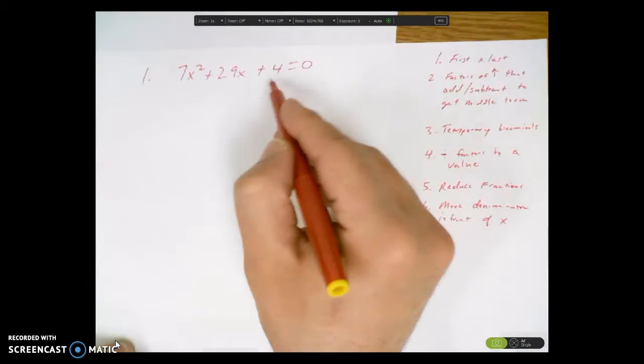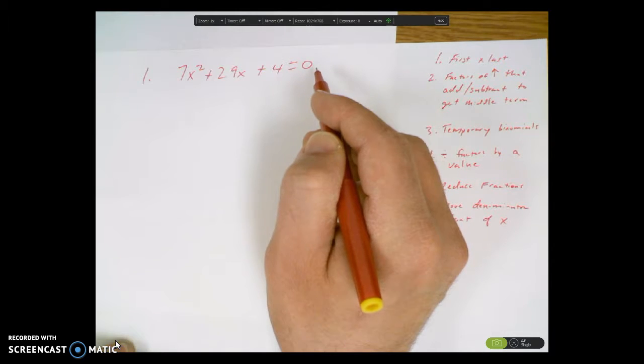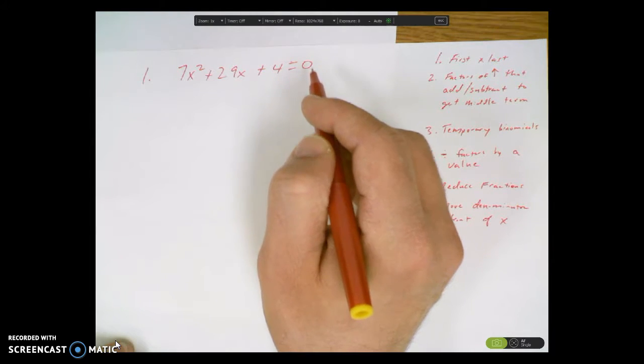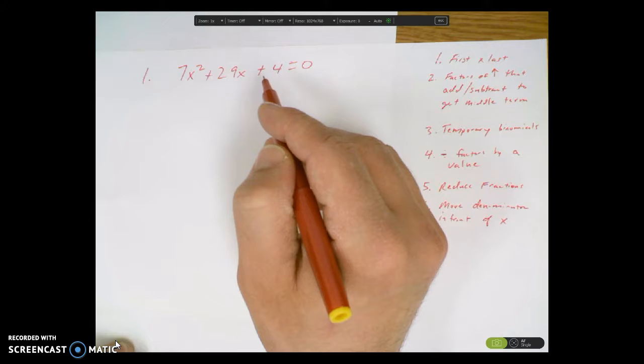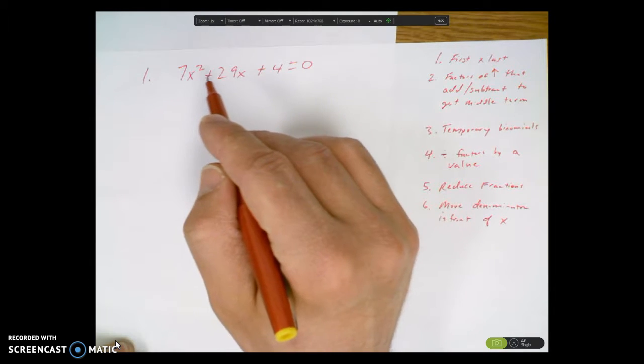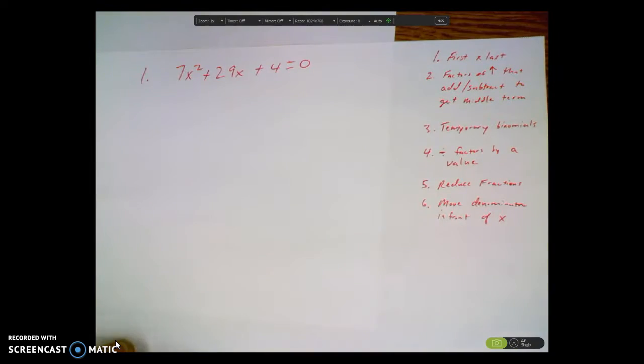Some other possibilities is this 4 might start on the other side of the equal sign. It would be minus 4, and we would add 4 to both sides to bring it with the quadratic and the linear part of the problem. Okay.